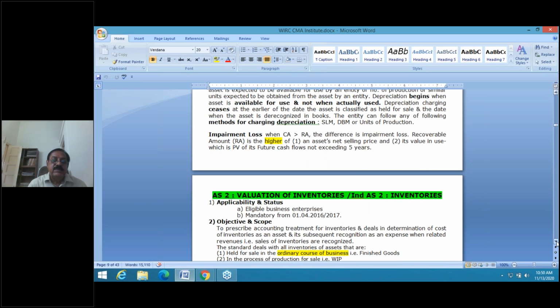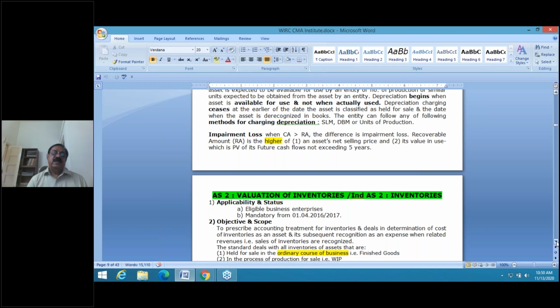Now friends, impairment loss, the last part. When do you have to provide impairment loss? Or what is impairment loss, friends? It is when the carrying amount exceeds the recoverable amount. The difference is impairment loss. Carrying amount is the balance sheet value, that is WDV. What is recoverable amount, friend?